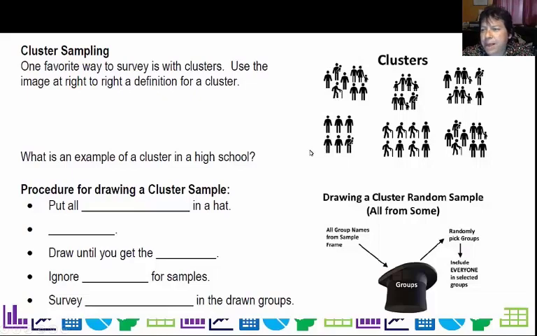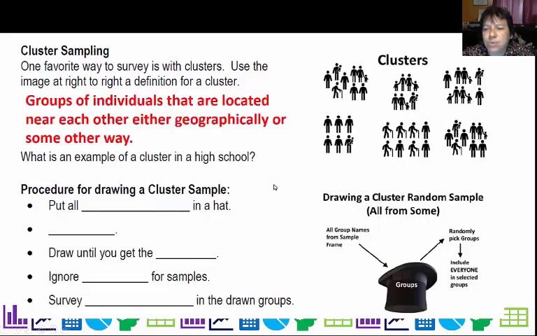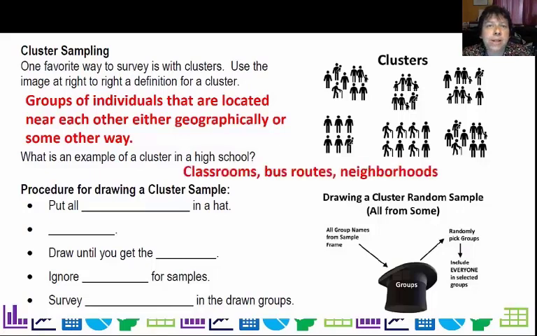And it doesn't mean that the group has to have everything in common. Now, this one looks like everybody has something in common. You could almost say these people have something in common, but there's a mix really. So clusters are really just groups of individuals that are located near each other geographically or in some other way. Maybe it's a texting group or some other type of cluster where they're all together in some spot. So what's an example of a cluster in a high school? It would be a classroom, a bus route, everybody together on the bus, neighborhoods, anytime you have groups put together.